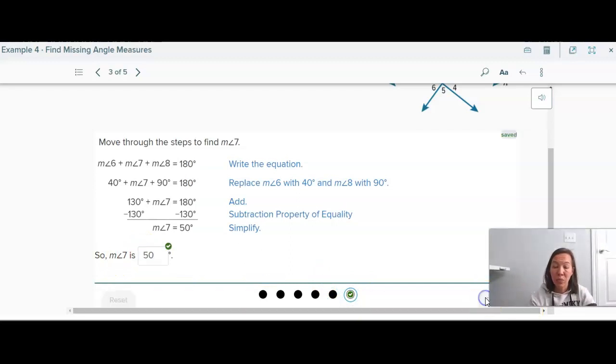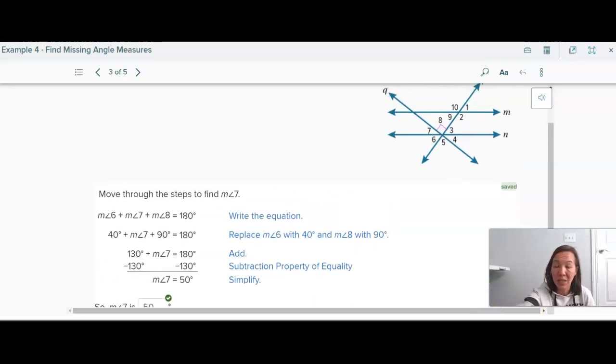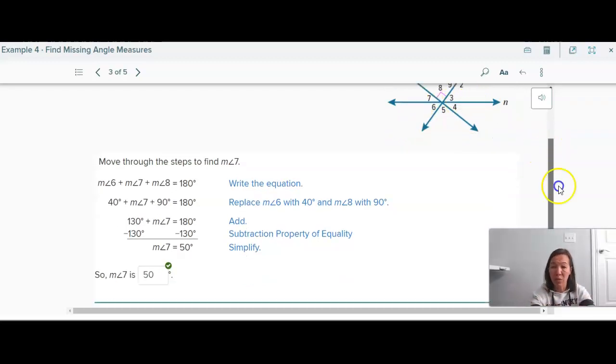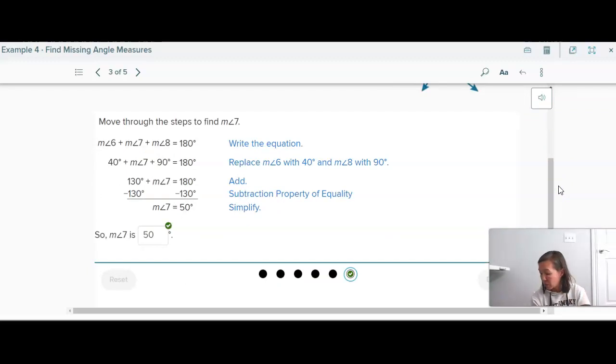And again, just use those relationships. Like I said, once you know one of them, mark off which ones are congruent to each other, figure out which ones are supplementary, and so on and so forth, and use those supplementary and angle relationships to find the angles that you are missing. Okay, that's where I'll stop for now.